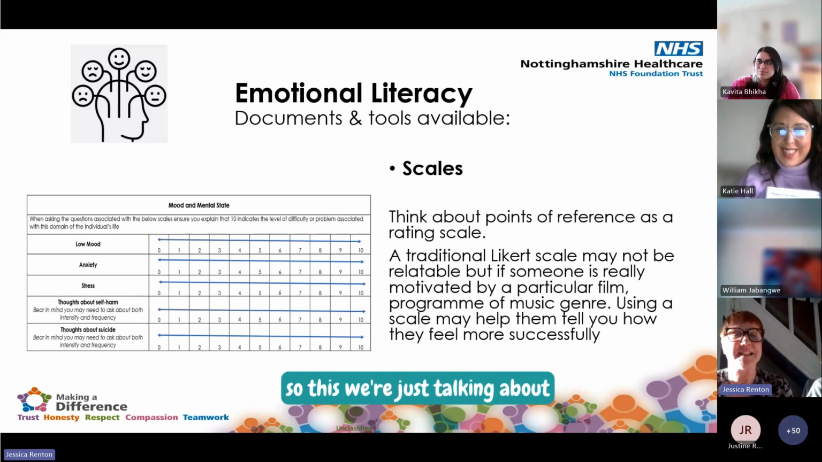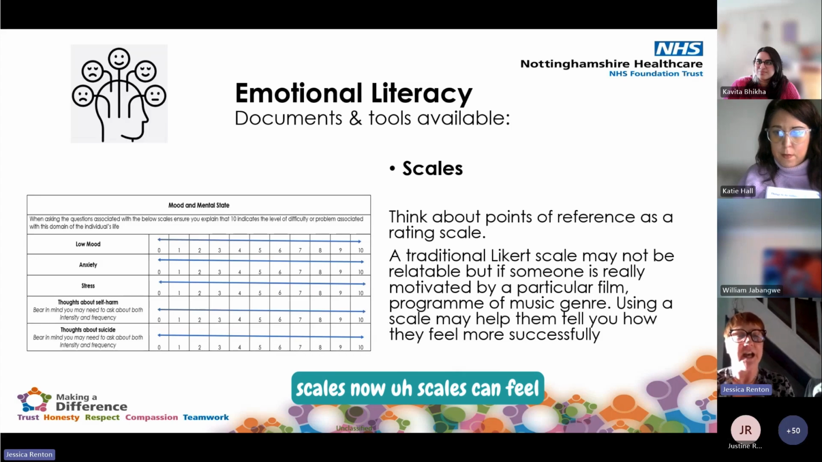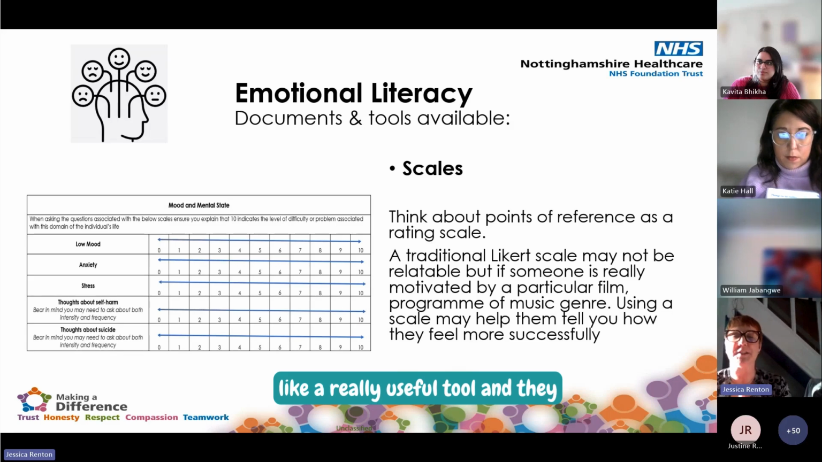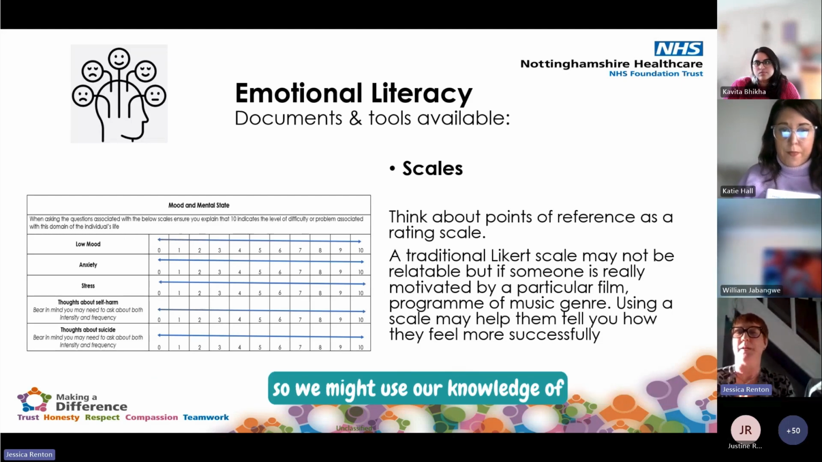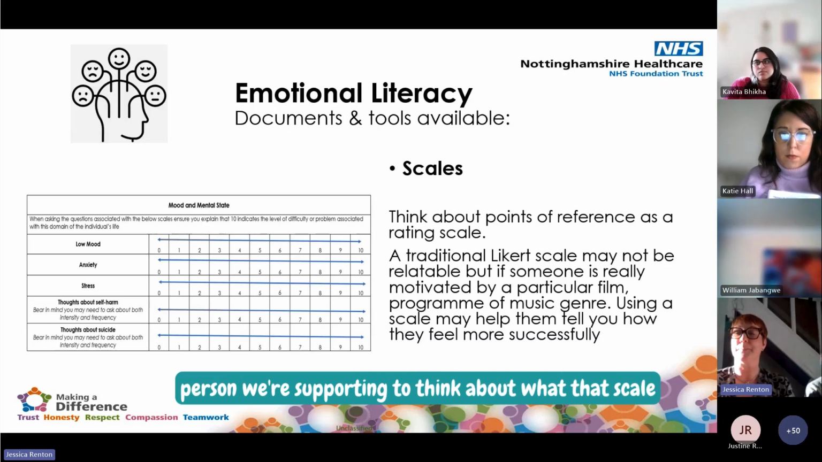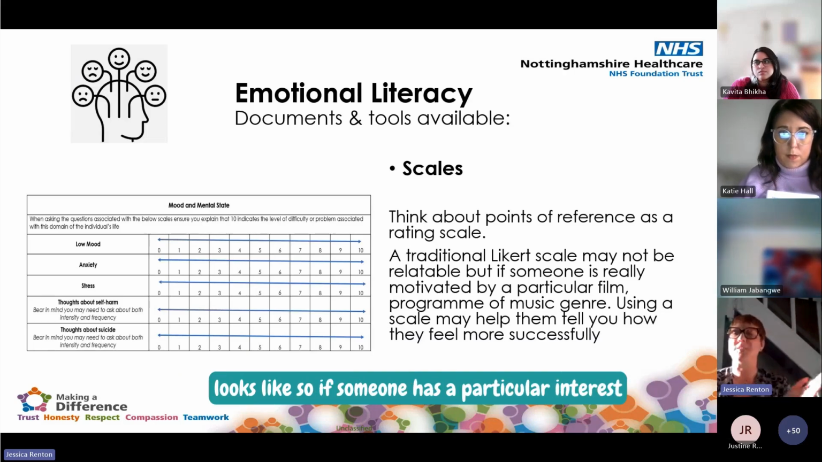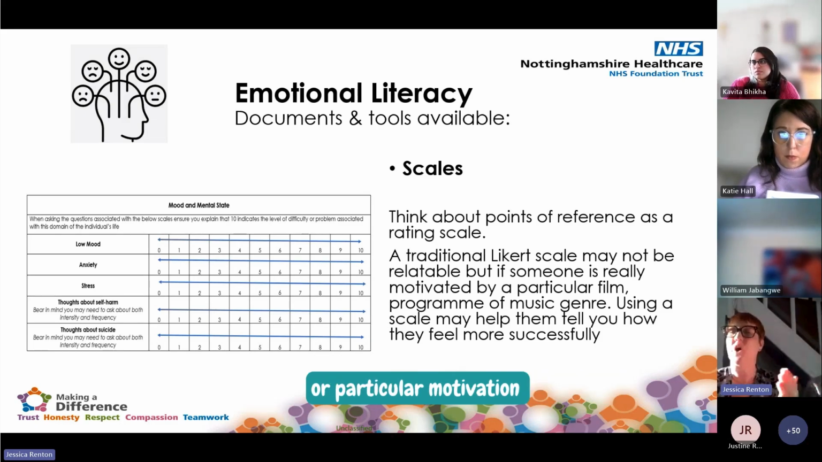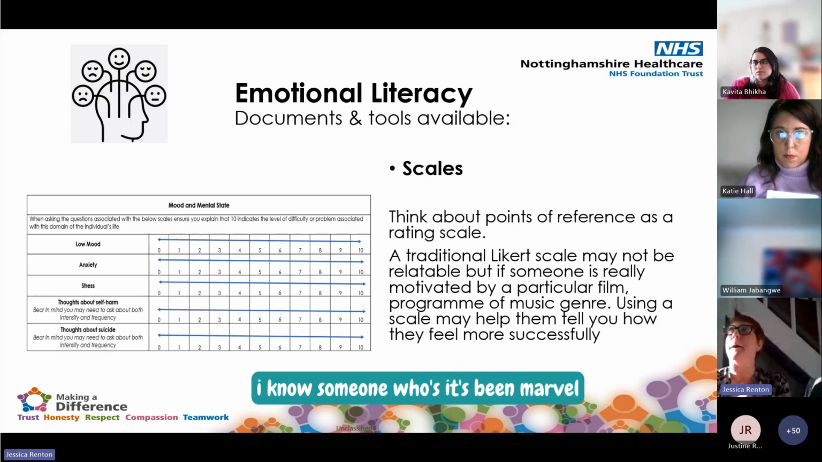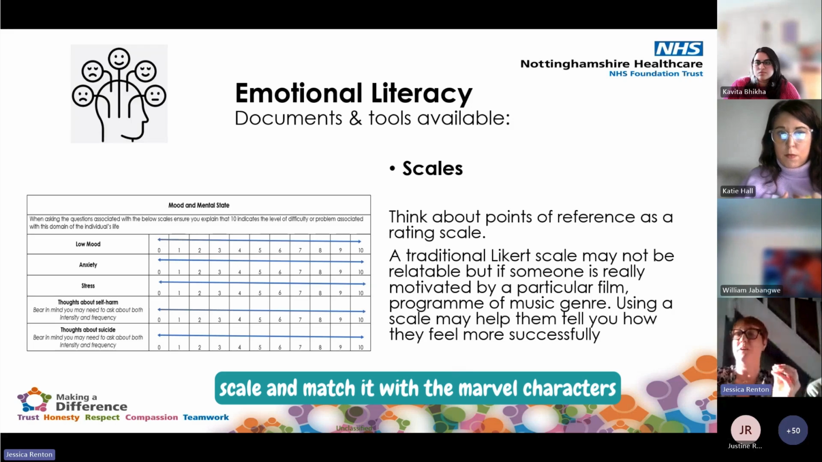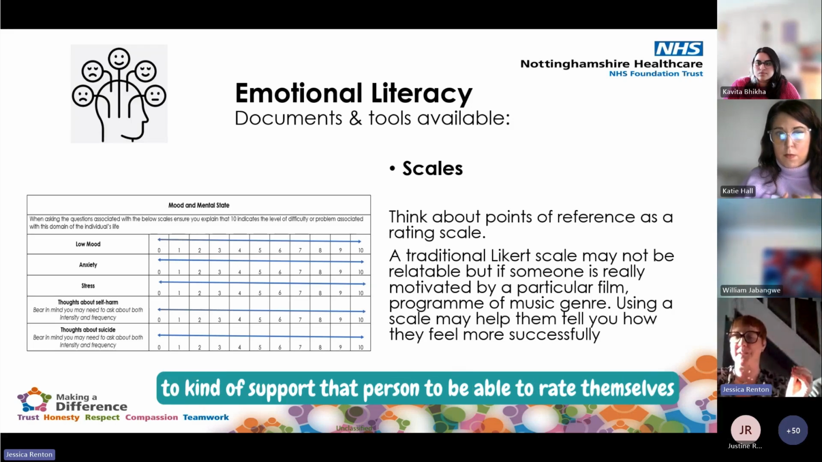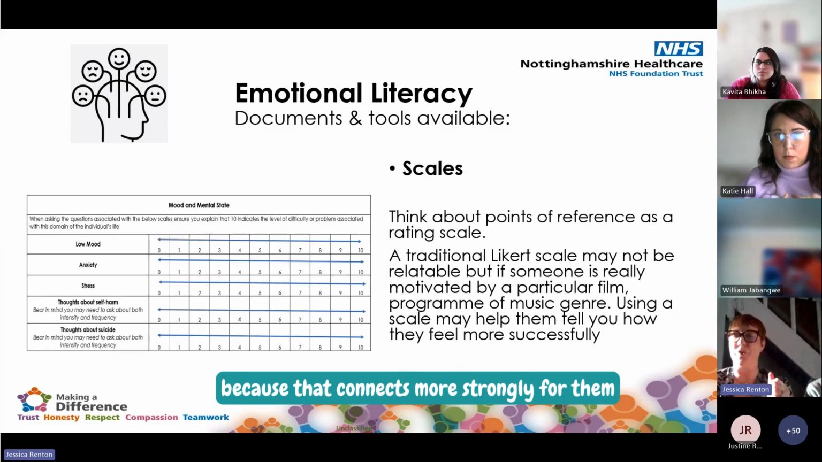Well done. So now we're just talking about scales. Scales can feel like a really useful tool, and they can be, absolutely. But a traditional Likert scale might not always be accessible. So we might need to use our knowledge of the person we're supporting to think about what that scale looks like. If someone has a particular interest or motivation, I know someone it's been Marvel characters, can you use your scale and match it with the Marvel characters to support that person to rate themselves, because that connects more strongly for them.